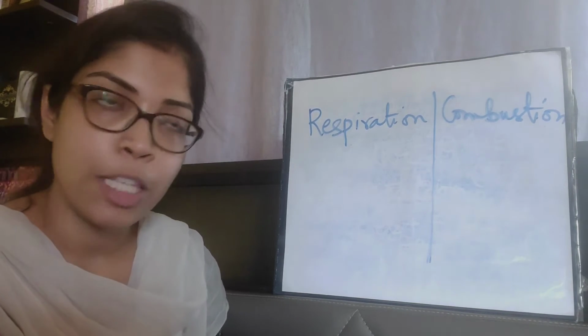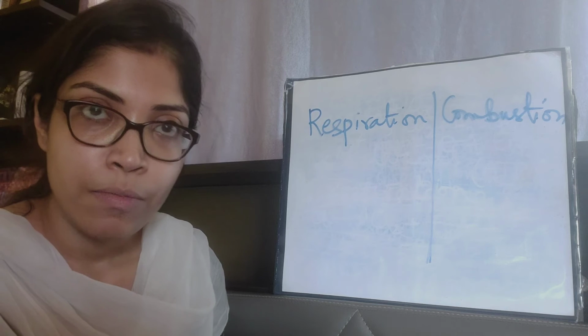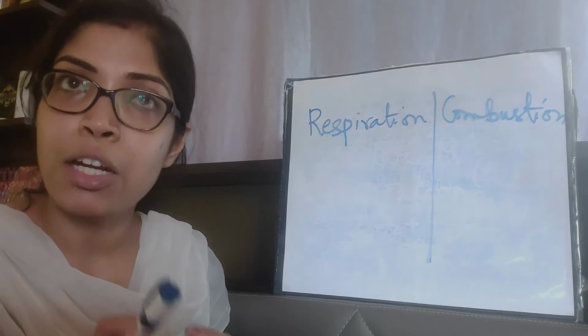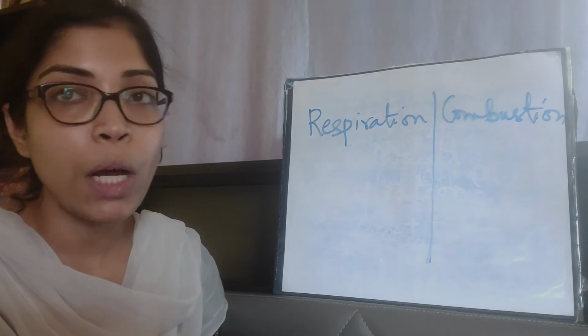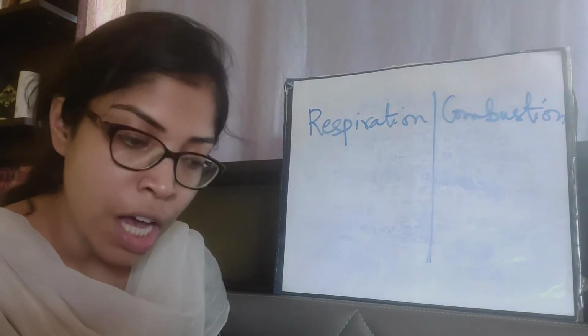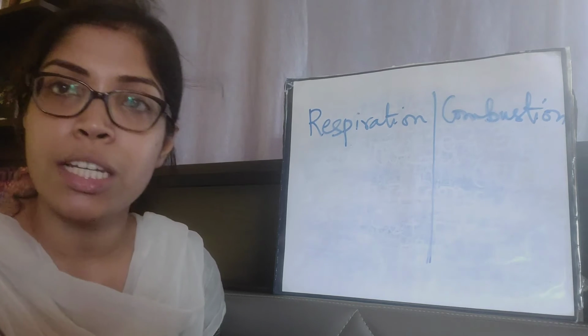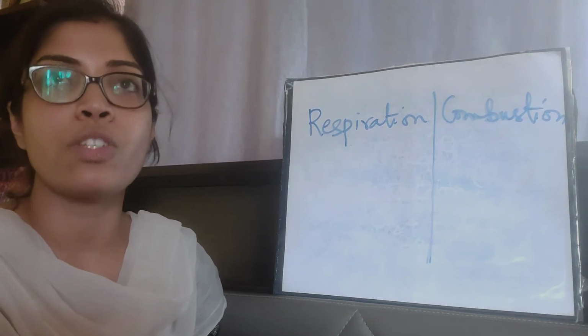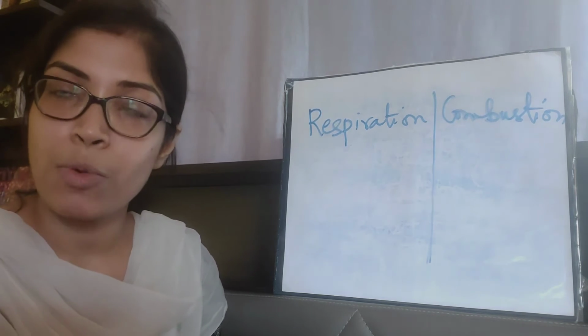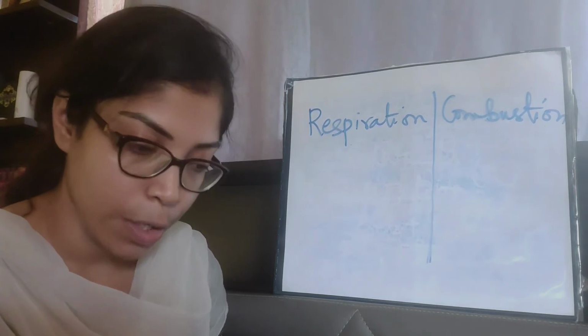Oxygen is used up in this process. To form fire, the main component is oxygen. Without oxygen, fire formation will not take place. Oxygen is used up in this process and carbon dioxide is given out. So atmospheric oxygen is used up to produce fire, and what does it give out? It gives out carbon dioxide.